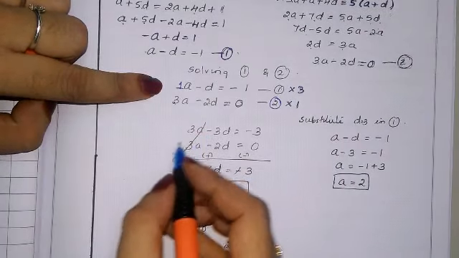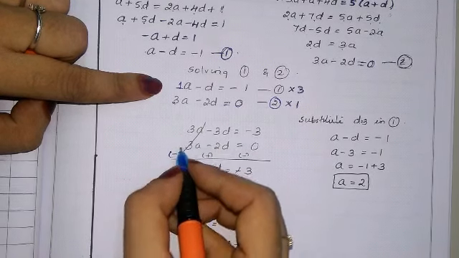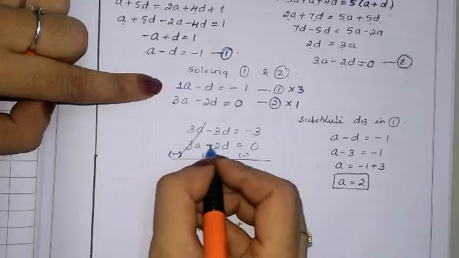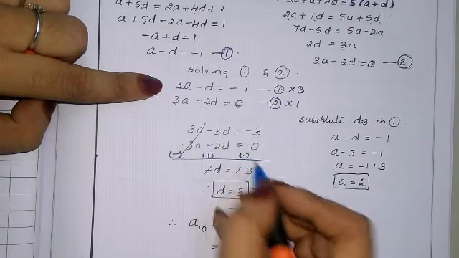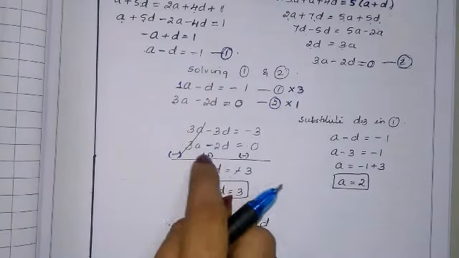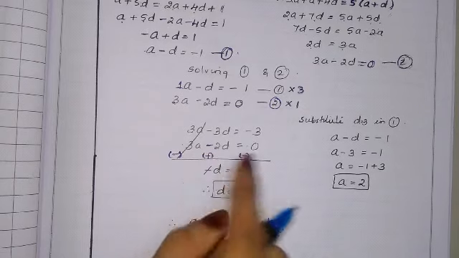Now we got 3A and 3A, so we have to change the sign. With the same sign we cannot cancel. Here plus is there, so minus; here plus is there, so minus. Now we have to see the signs that we have changed.